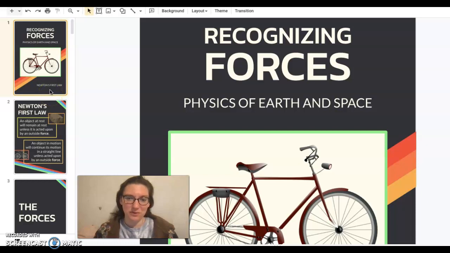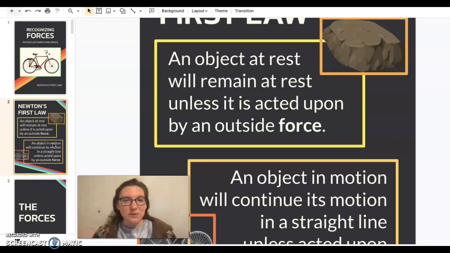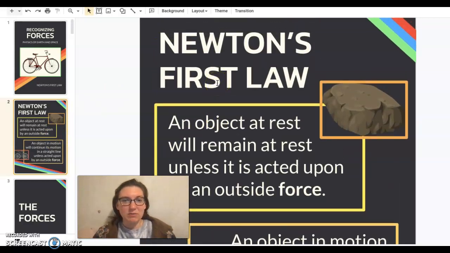So recognizing forces. I've got this picture of a bike here because you can think about how many forces are involved when you're riding a bike and what all those might be. So this is all kind of stemming from Newton's first law. Newton, remember, is the guy who sat under an apple tree and the apple fell on his head and he was like, oh, gravity and forces and all of this stuff. He kind of thought about this whole, it's kind of like the grandfather of physics, I suppose you could say, in some of the forces anyway.